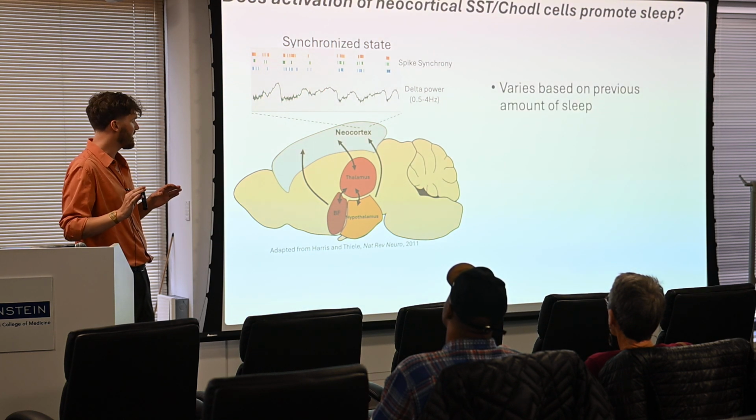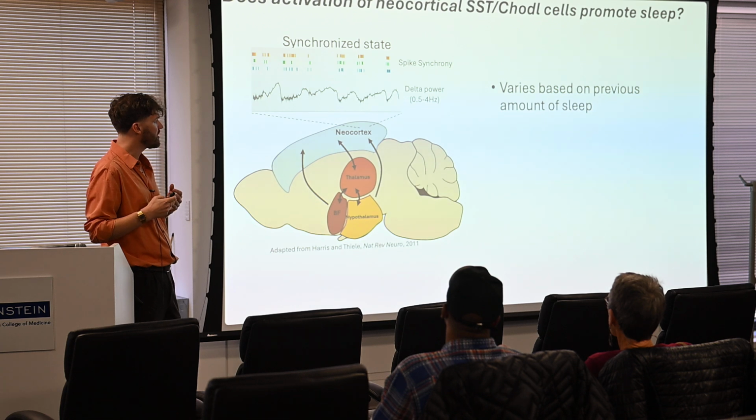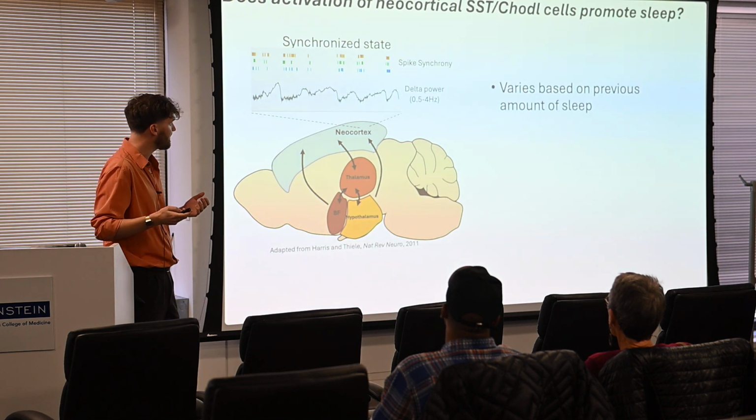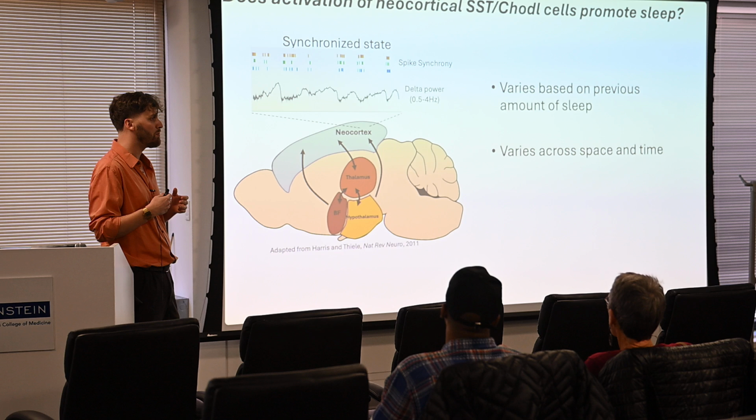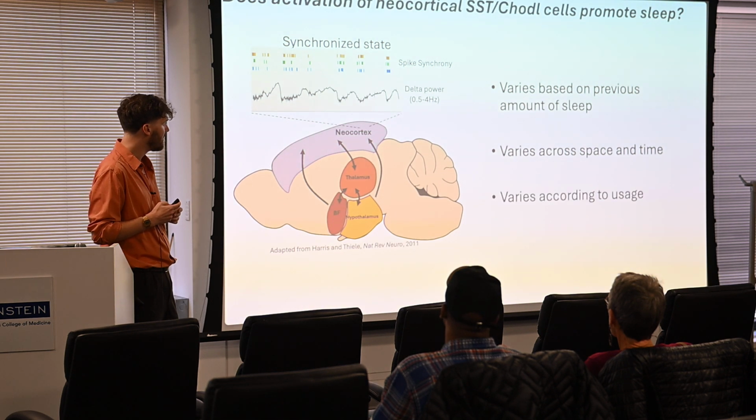one monotonic state. Slow wave sleep or synchronized states are not just one thing. They vary based on many features. They vary based on the amount of sleep you've gotten the last night. They vary across space in the brain, as well as with the amount of time that you've spent in a particular state. And they vary according to usage.